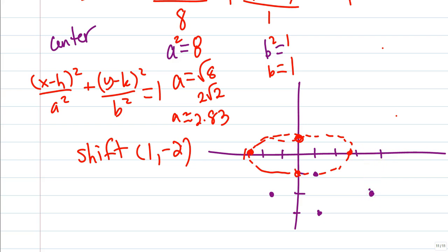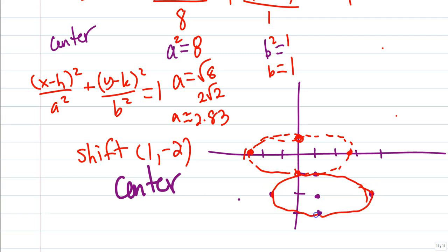So that is one option. The other option is this. I could call that my center. So I could call 1, negative 2 right there the center, and then I could build the ellipse around it. I could go left and right the 2.8, and I could go up and down the 1. That's generally the way I do it. So you can either build the parent graph and shift it, or build the graph over the shifted center. So kind of pick your poison on that.